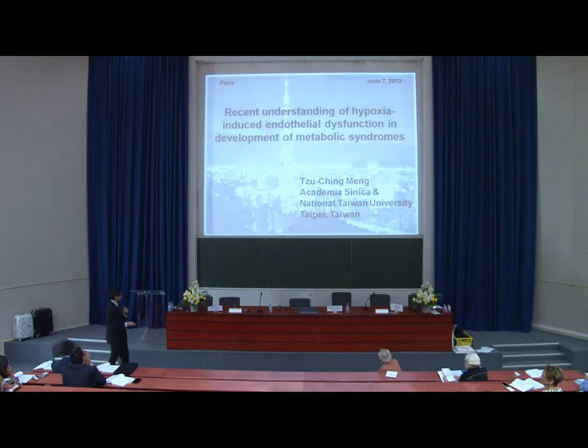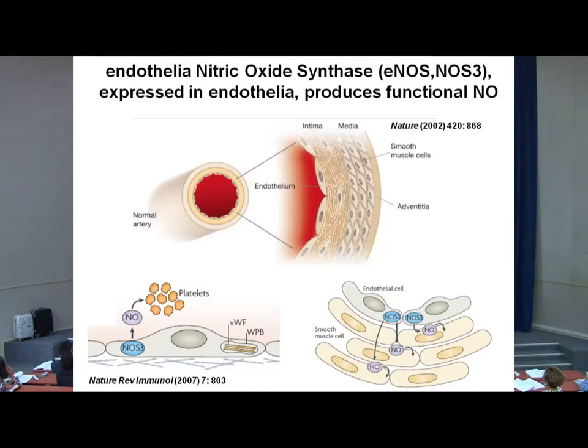So as already introduced by several excellent talks in this conference over the last 2 days, I guess all of you now are convinced that many known endothelial functions are mediated by nitric oxide. As illustrated in the diagram here, nitric oxide is produced by endothelium through the enzyme named endothelial nitric oxide synthase. You can call it eNOS or NOS3, as shown here.